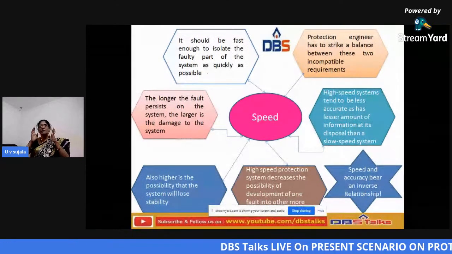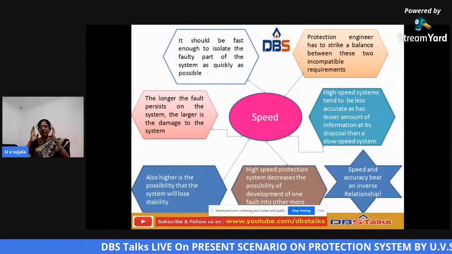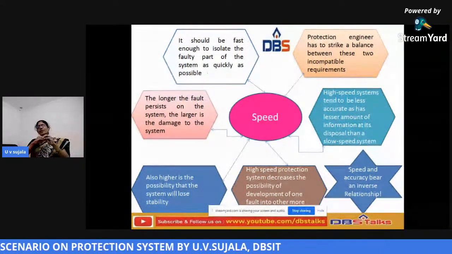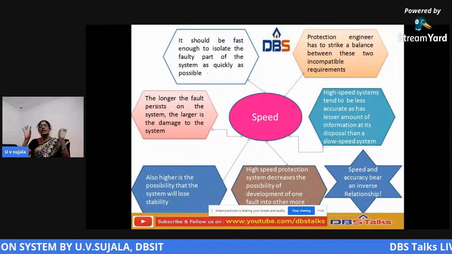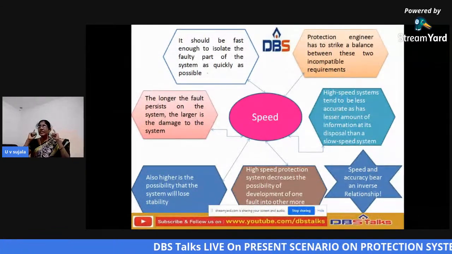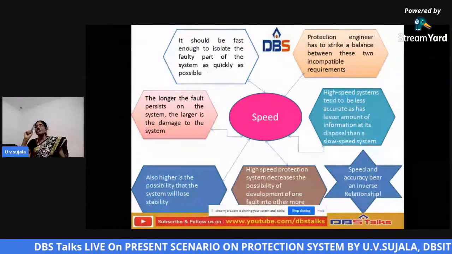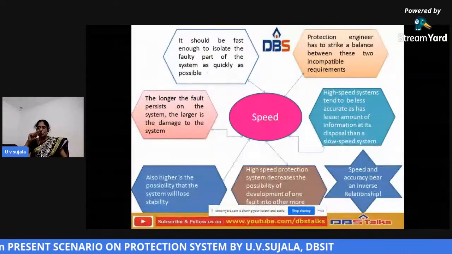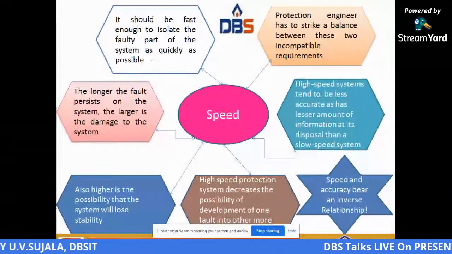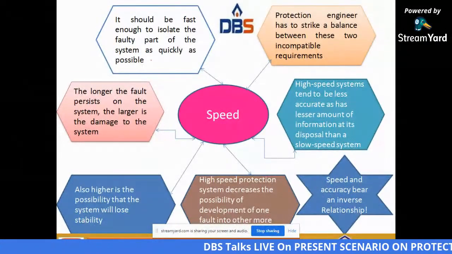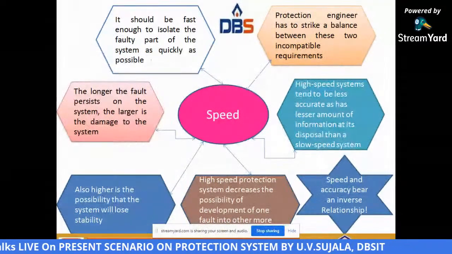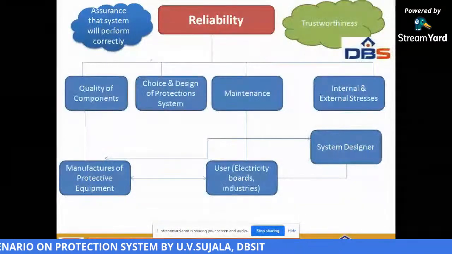That means the speed means, whenever a fault occurs, you have to isolate that part very quickly without the damage of the other equipment. That means devices must function quickly to reduce the equipment damage. Devices must function quickly to reduce equipment damage and fault duration. So this is about the speed of the operation. Next we go to reliability.